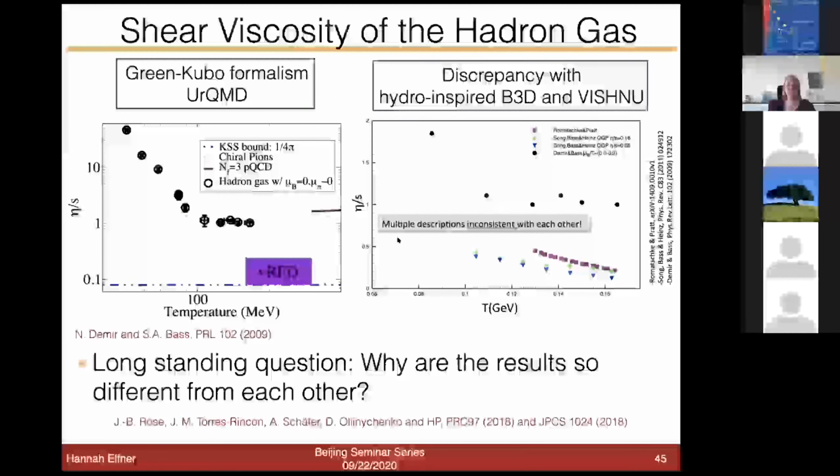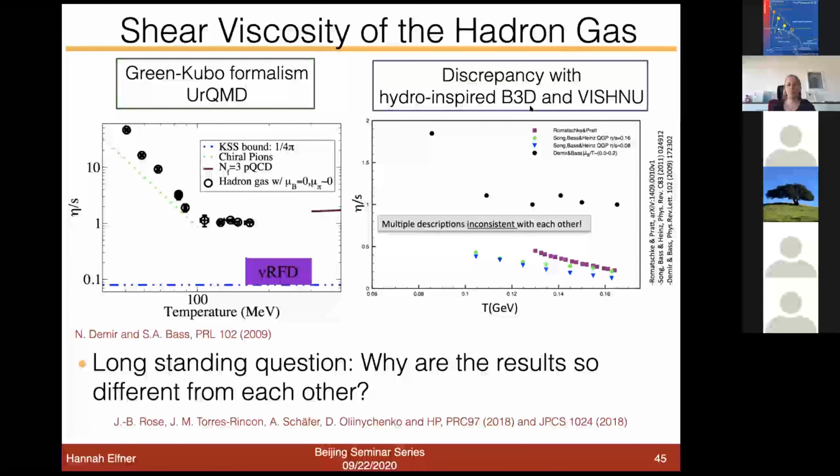So for the shear viscosity, there have been prior results, of course. There was a result from the UrQMD approach, applying the Green-Kubo formalism, by Nasser Demir and Steffen Bass, which resulted in these black points here as a function of temperature. So they had a result for the hadron gas viscosity, so everything fine. But then a few years later, there was an extraction of eta over s as a function of temperature within the B3D transport approach by Scott Pratt, and this ended up somewhere below here.